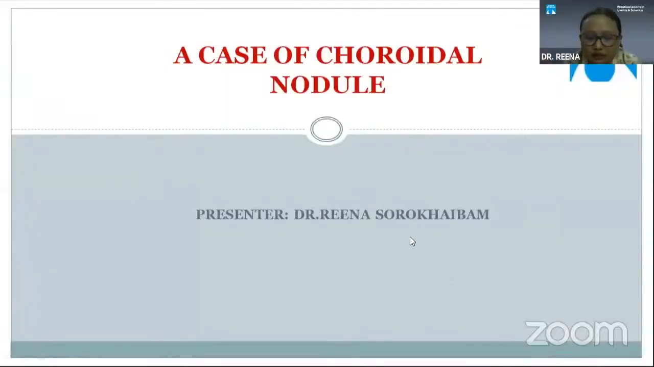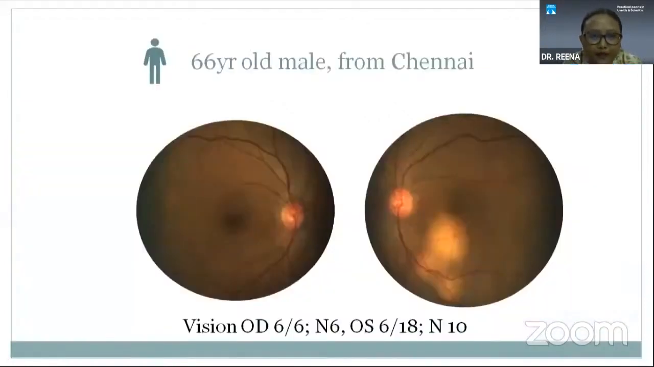Good evening, everyone. I'll be presenting a case of choroidal nodule. A 66-year-old male from Chennai presented to us with a complaint of diminution of vision in the left eye for a duration of 2 weeks. On examination, we found 3 choroidal nodules, yellowish colored retinochoroidal mass in the left eye, which was inferior-temporal to the disc. On presentation, his vision was 6/6 and N6 on the right, and 6/18 and N10 on the left eye.